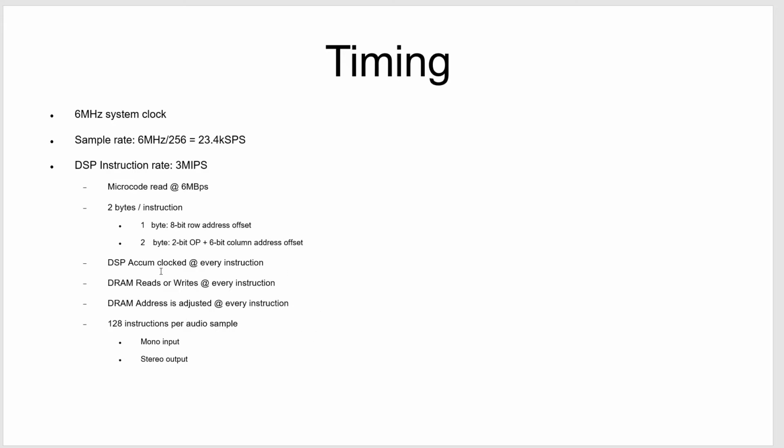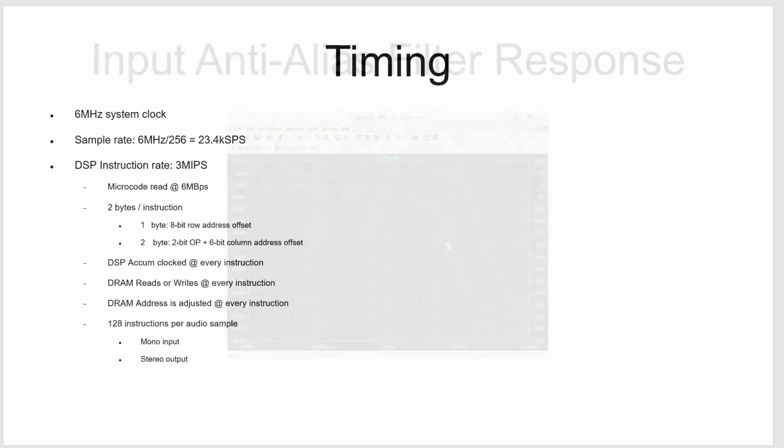The DSP accumulator is clocked at every instruction. DRAM reads or writes at every instruction. Since it's a double fetch, 256 bytes, 128 words, so you have 128 instructions to execute every algorithm, and 3 of those instructions are at fixed addresses, and we'll talk about that. Again, mono input, stereo output.